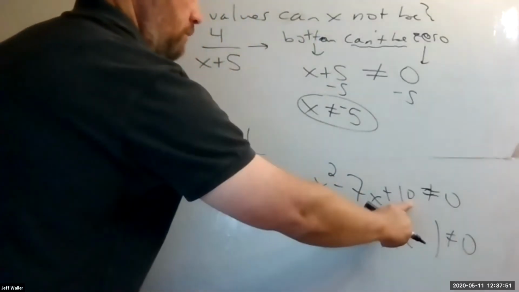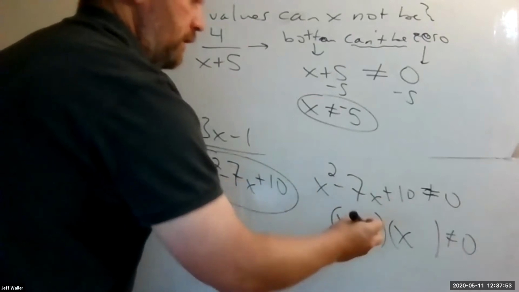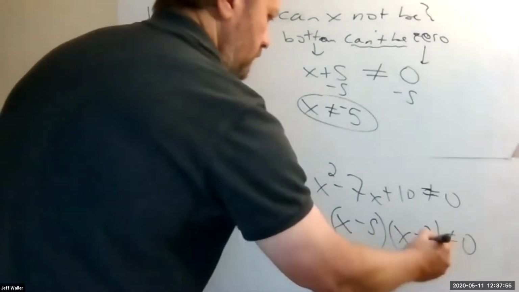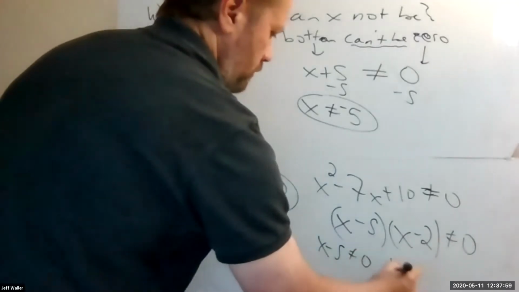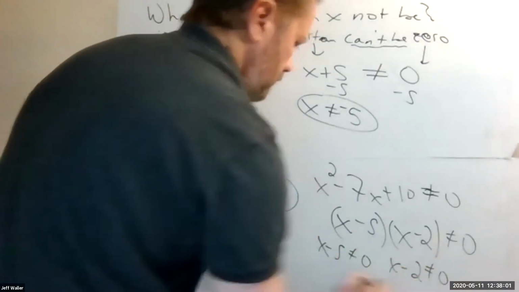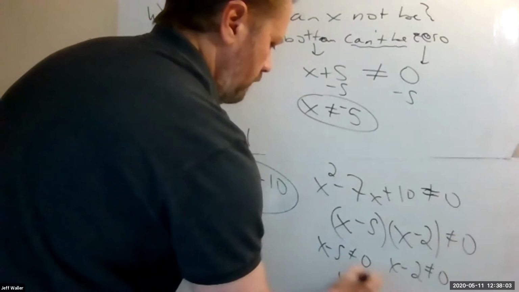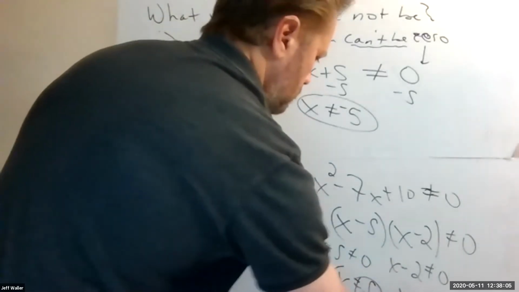Right, 2 numbers that multiply to be 10, add to be -7. I'm just going to cut to the chase. So then X minus 5 is not 0. Or X minus 2 is not 0. So I get X can't be 5 and X can't be 2. I don't know if you guys can see all that.